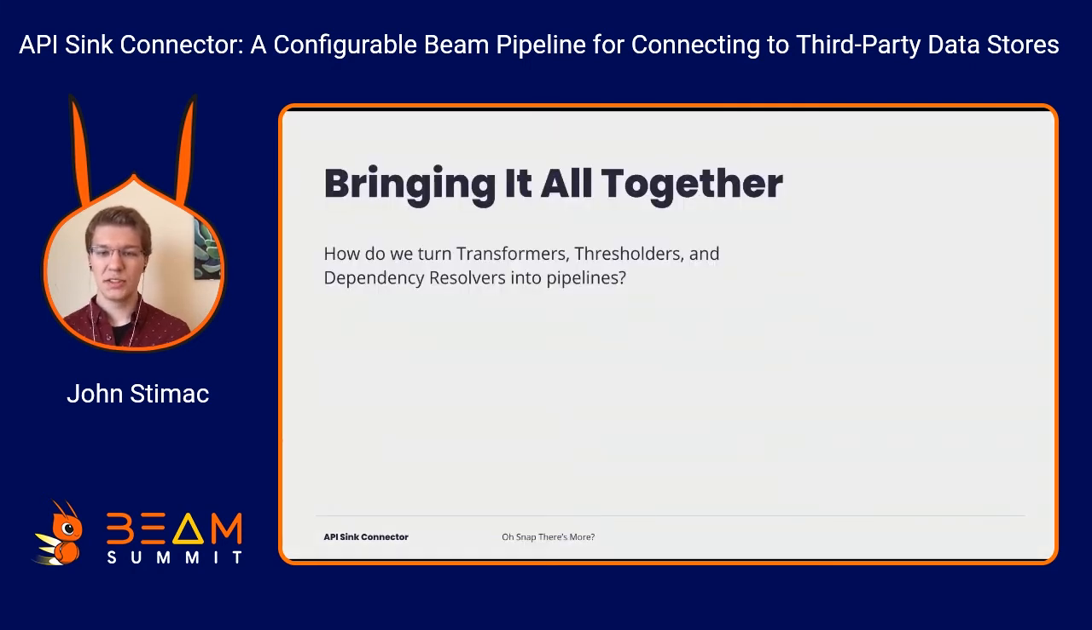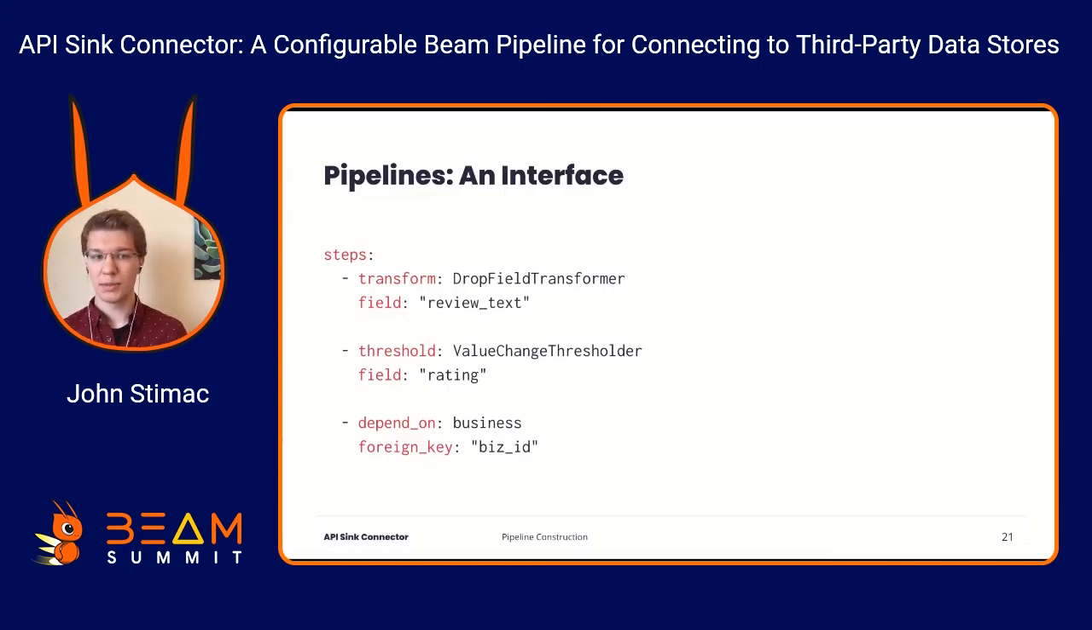So now that you've seen how we make transformers, thresholders, and dependency resolvers to let developers do these complex operations easily, let's talk about how we actually turn this into a pipeline. Because even if you can make these steps, there's still some details about Beam you have to know just to chain them together. And ideally, we don't want other developers to have to think about that. So what we do is we define this YAML interface, where developers can configure these steps all from a YAML file. Then our API sync connector will turn this configuration into a pipeline.